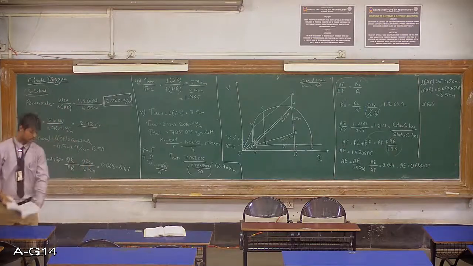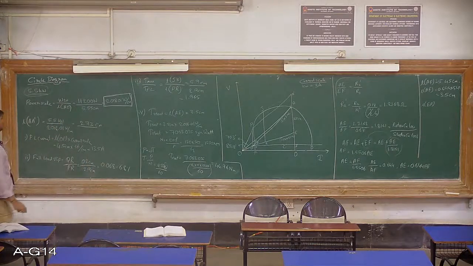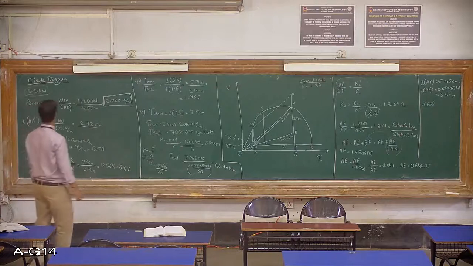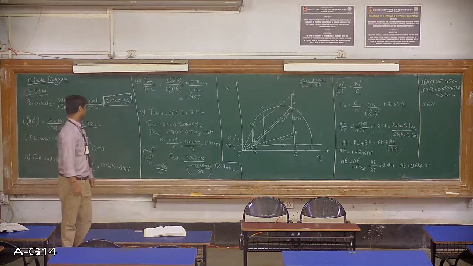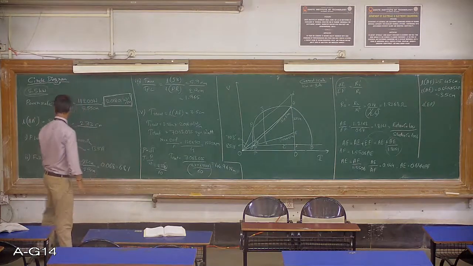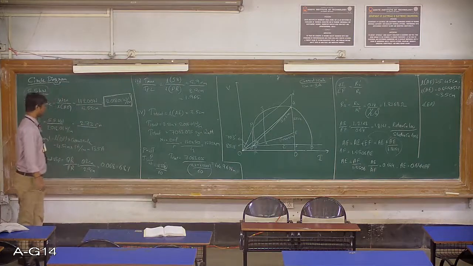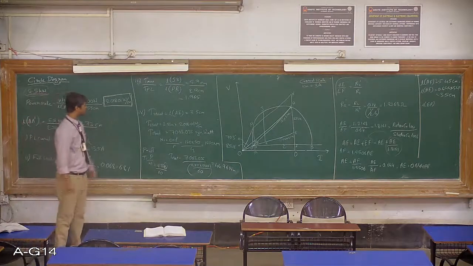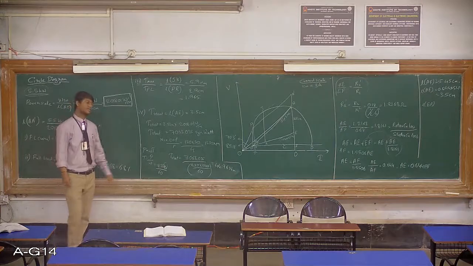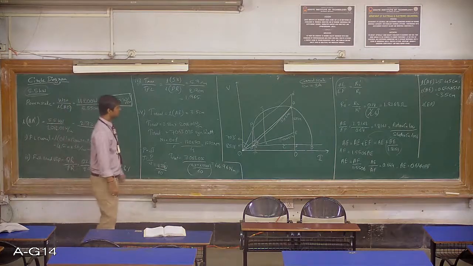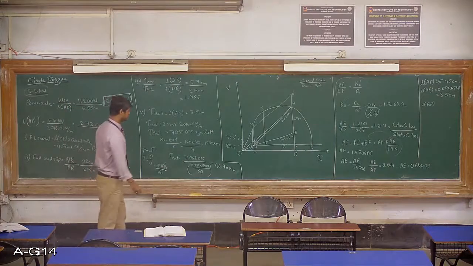This is the solution for the numerical. Here we have found all the points, that is full load current, full load slip, ratio of maximum torque to full load torque, and then the starting torque. Okay? Hope you people understood the solution.